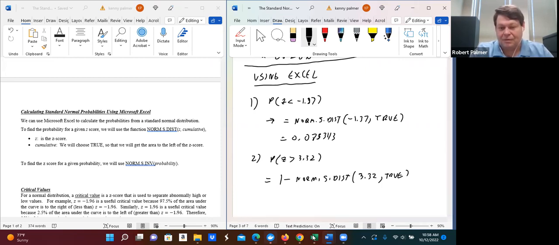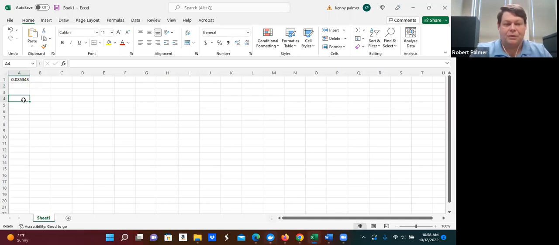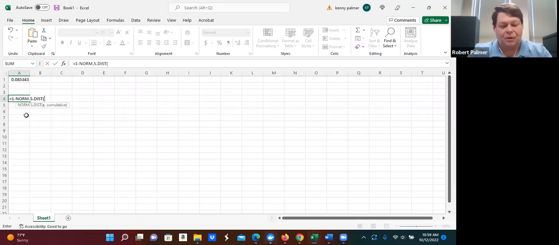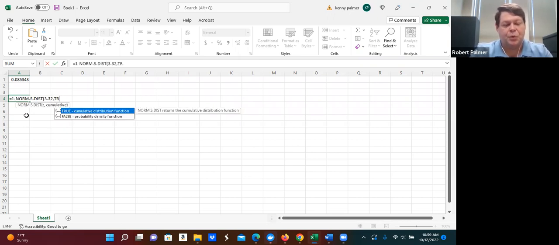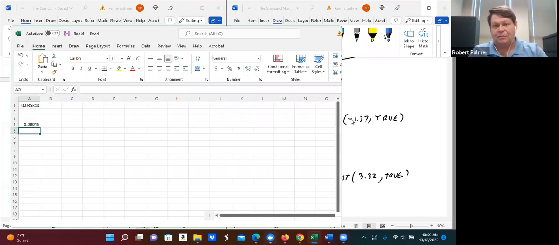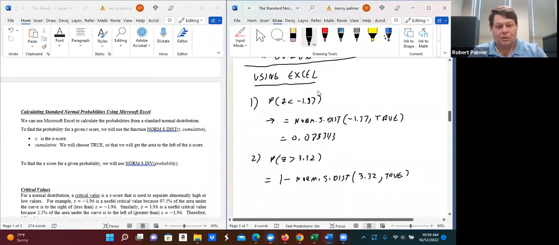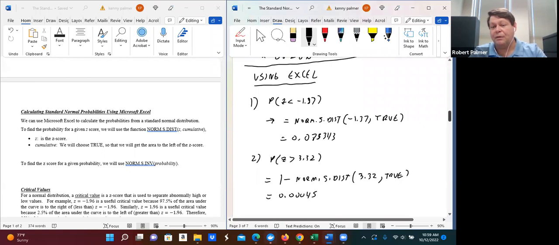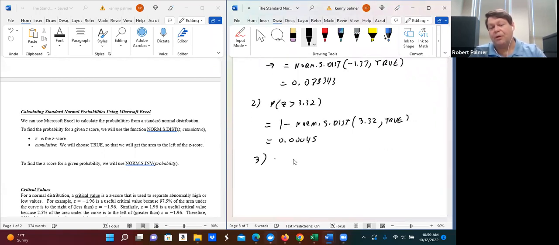Let's do that. Let's go down here, so equals 1 minus norm.s.dist. So 3.32 for our Z-score. Then once again, true. We want the cumulative distribution. And that's going to be, in this case, a little more accurate, 0.00045. There we go.